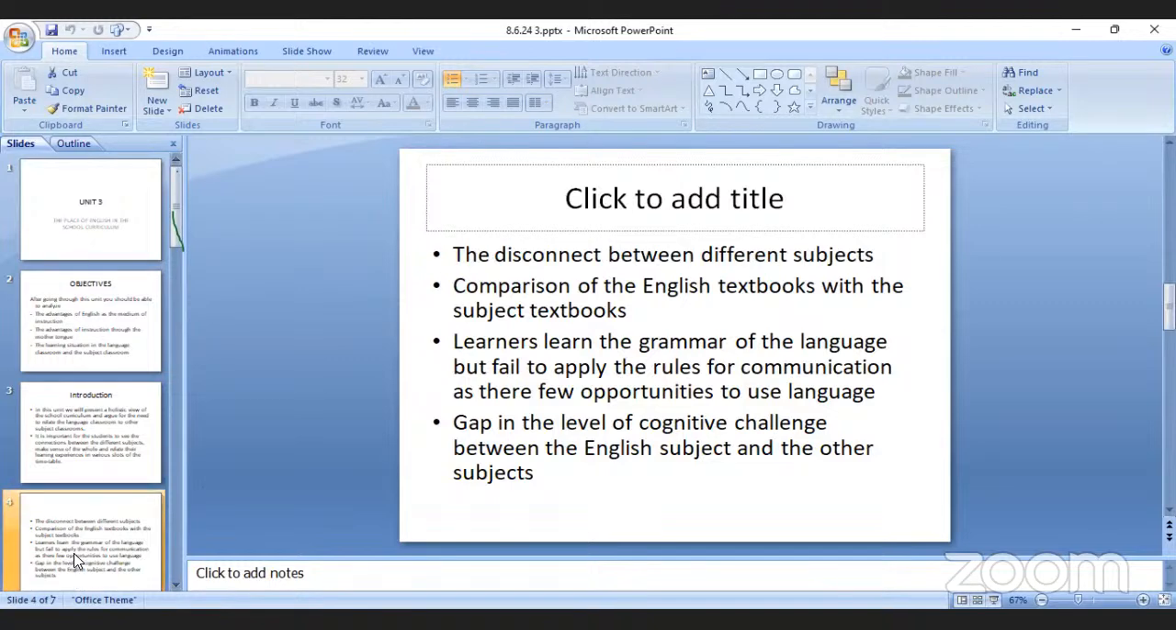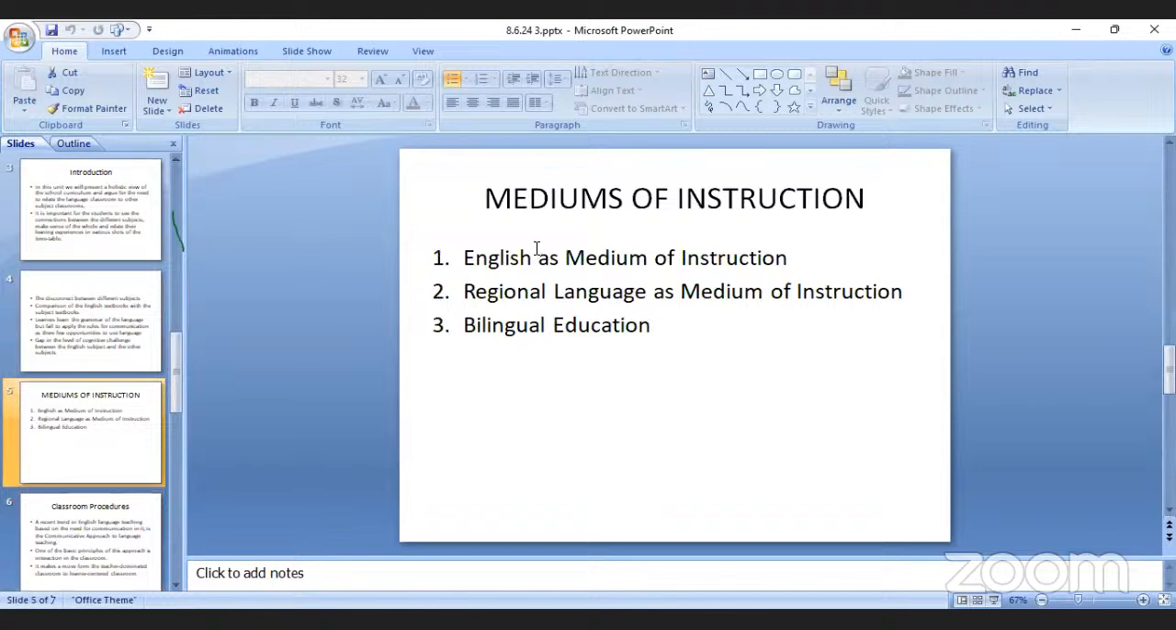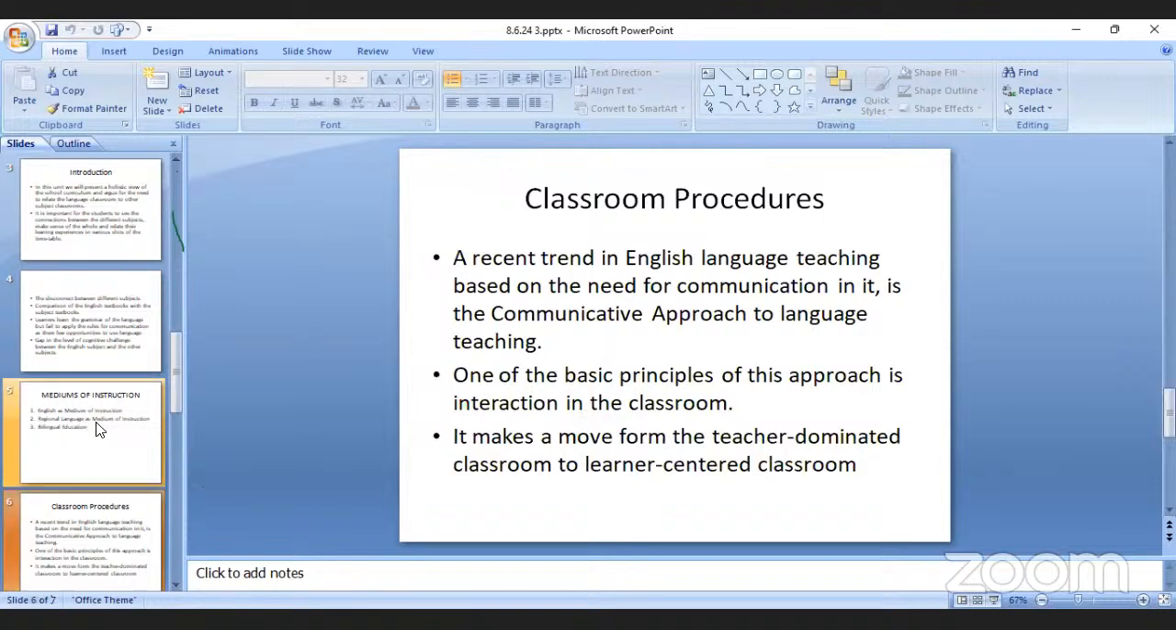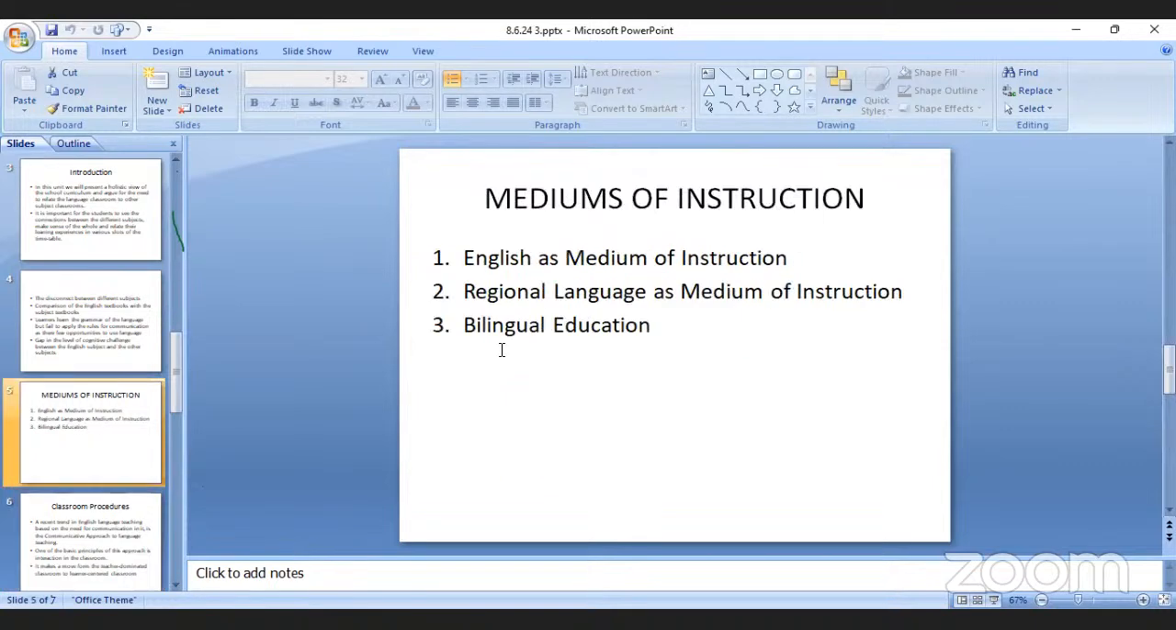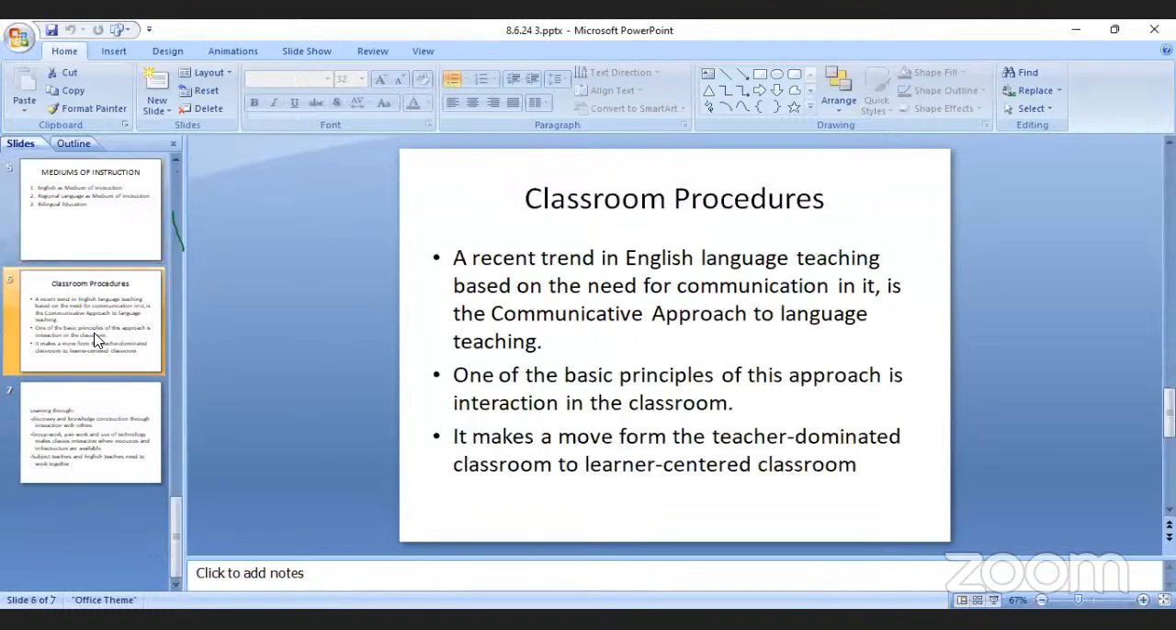And then coming to the next one, this is the introduction of this particular unit. And then, mediums of instruction. How many different mediums of instruction are there in our Indian context? There are three: English as medium of instruction, regional language as medium of instruction, and bilingual education. So, right, guys? These are the three things that we will learn in this particular unit.